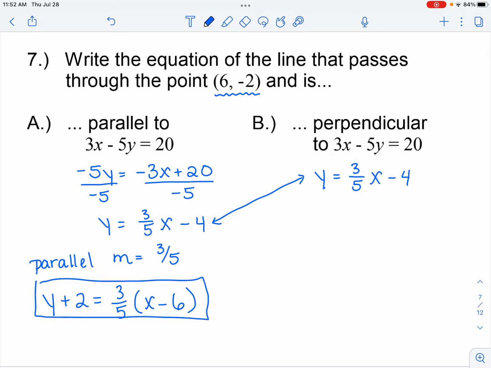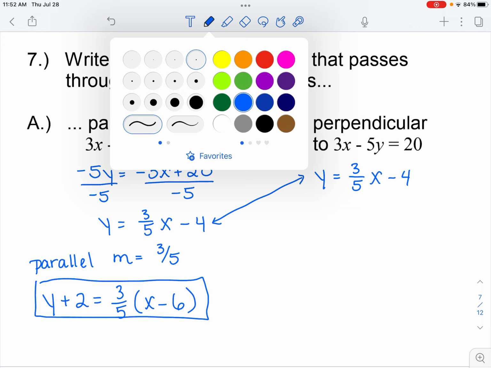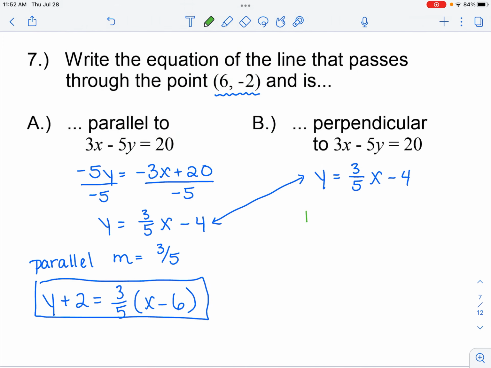All right, for part B, we've got to do perpendicular, all right? So we need to identify what the perpendicular slope is, okay? So an upside down capital T, that's a symbol for perpendicular because it's creating a right angle. So the perpendicular slope, I need to do the reciprocal of 3/5 is 5/3, but I need the negative reciprocal, so I'm going to turn it negative. Okay, so the perpendicular slope is -5/3.